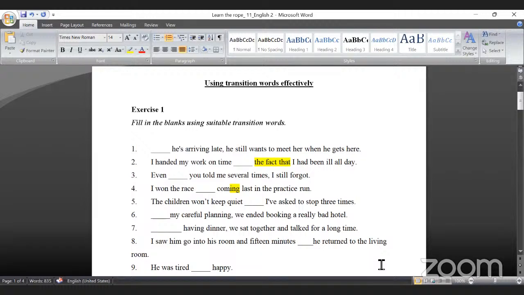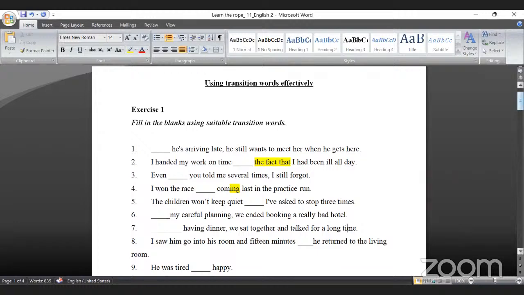Eighth one. I saw him go into his room and 15 minutes dash he returned to the living room. This is again not within transition words, but you can answer this. This is also connected. Before. 15 minutes before he returned to the living room, I saw him go into his room. No. After. Yeah, you can either say after or you can say later. Both are right. Use after or later. Before will not give you a good meaning. Though grammatically it fits, it would not give you any meaningful answer.